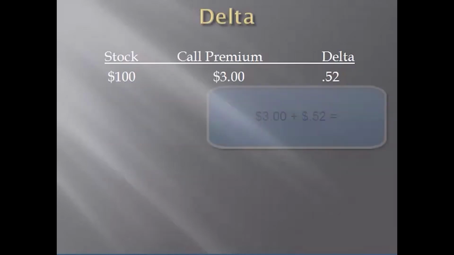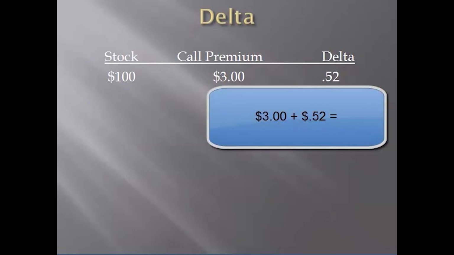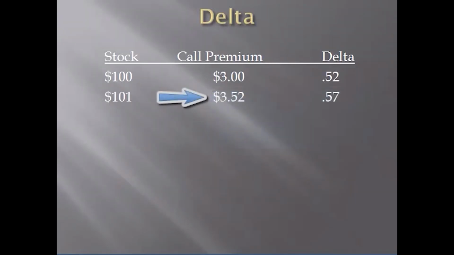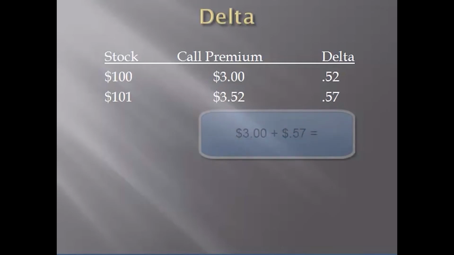Well, that means that if we have a $100 stock, the call option's at $3, the delta is 52 cents. If that stock moves to $101, what's our call premium going to be worth? Well, we're going to add the 52 cents to it, and it's going to be worth $3.52. Now, one thing I want you to notice is that the delta also moves up as the stock moves up, and we'll get into that in a second, okay? But now we're trading at $101, our call premium's at $3.52, and our delta's at 57 cents.